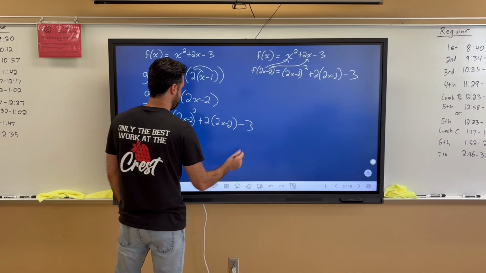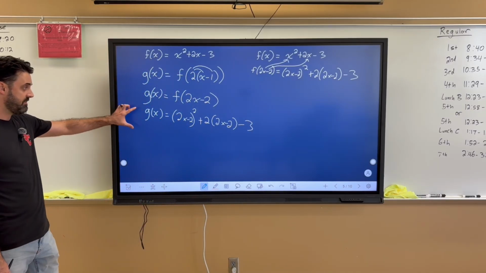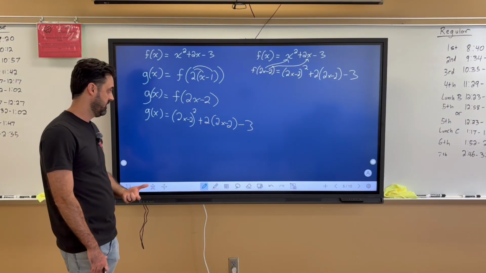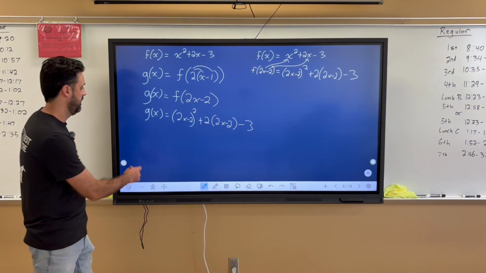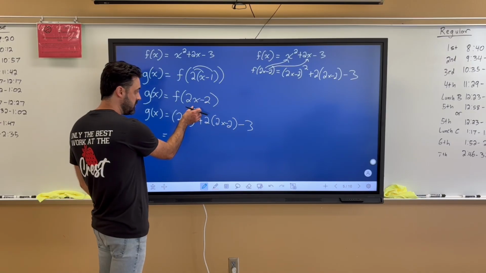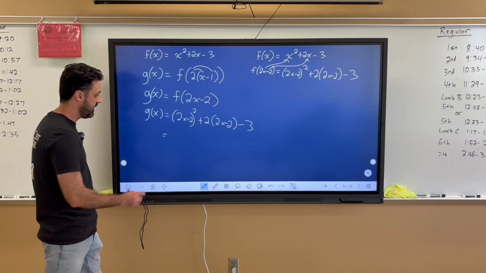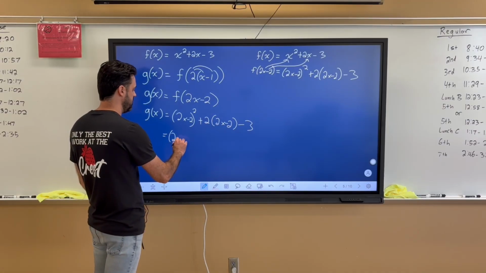And minus 3. Okay, so this is g of x, and this is correct. That might be how the answer is written. But if it's not, we've got to talk through how to simplify this. So squaring something, you cannot distribute an exponent whenever there's addition or subtraction. So you're going to have to multiply 2x minus 2 by itself.